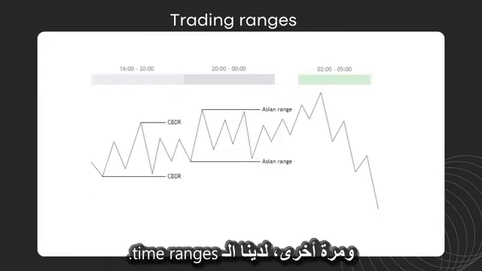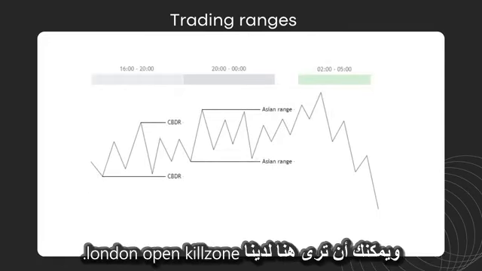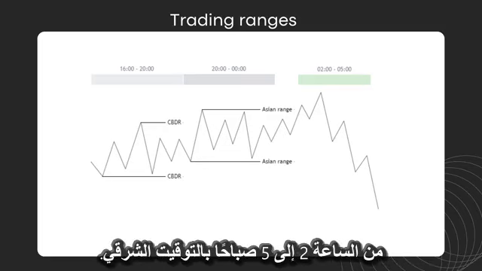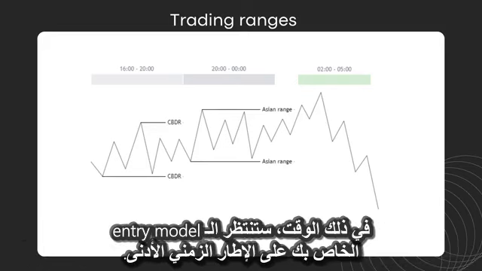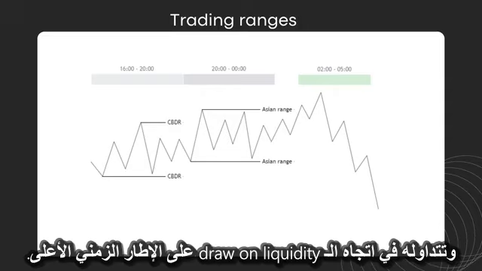And then again we've got the time ranges, and you can see here we've got the London Open close from 2 to 5 a.m. Eastern time, and that is a key time for the Asian range to be purged. And once it's purged, at that time you're going to wait for your entry model on the lower time frame and trade it in the direction of the higher time frame draw on liquidity.